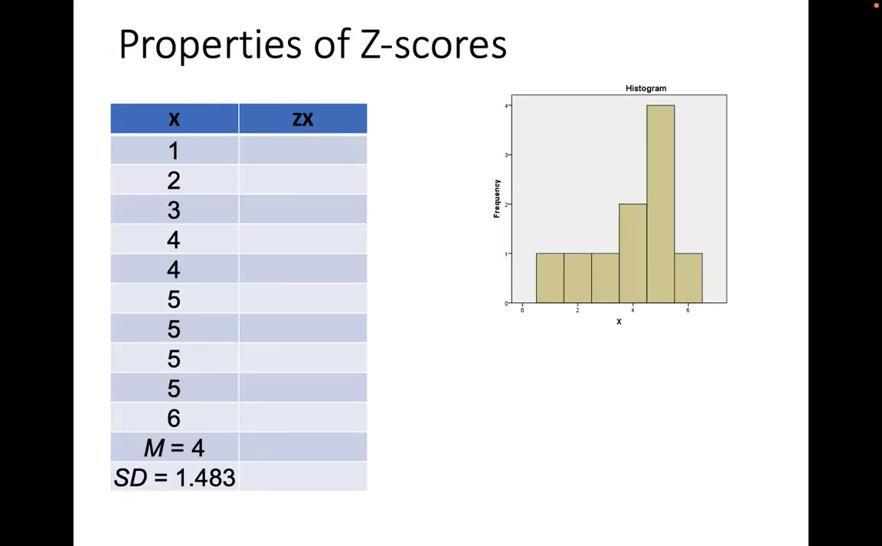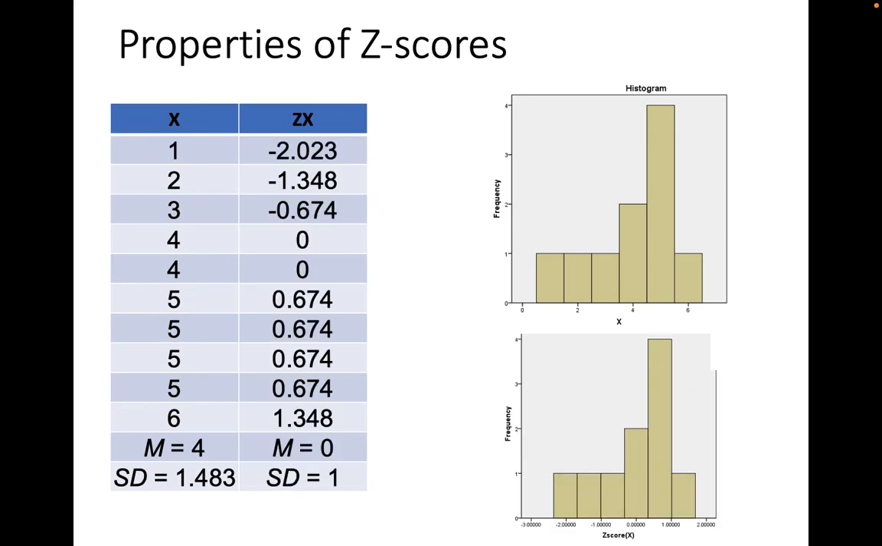Just to show you these 3 properties, I've made up some data. So what we see here are a set of raw scores. I've calculated that the mean is 4 and the standard deviation is 1.483. I've then converted each of those scores to a z-score using the z-score formula, x minus the mean over the standard deviation. If you want to verify for yourself that these z-scores are correct, you can just plug any one of the x scores into the formula, and you should get the numbers that I've calculated.